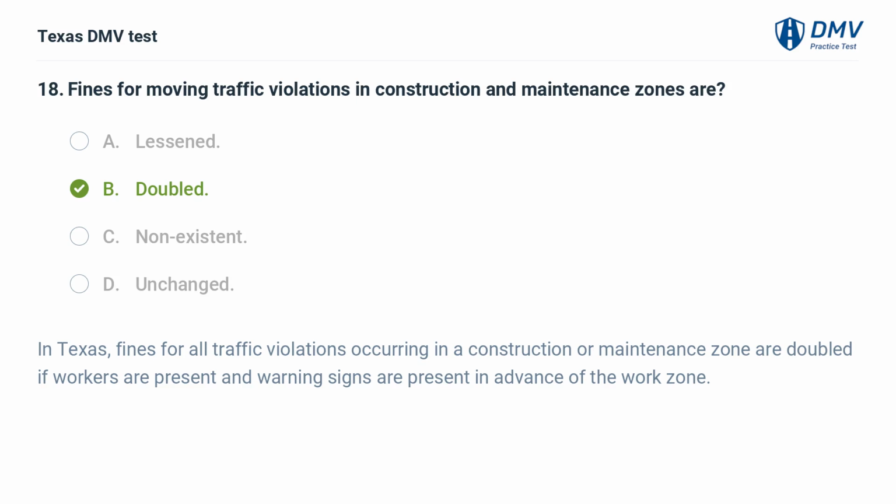B. Doubled. In Texas, fines for all traffic violations occurring in a construction or maintenance zone are doubled if workers are present and warning signs are present in advance of the work zone.